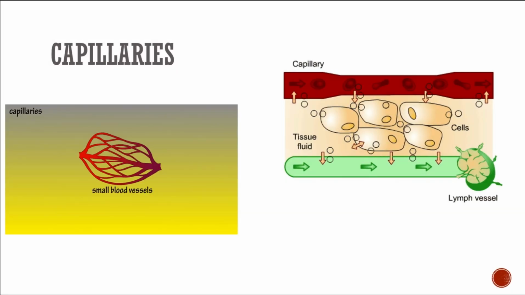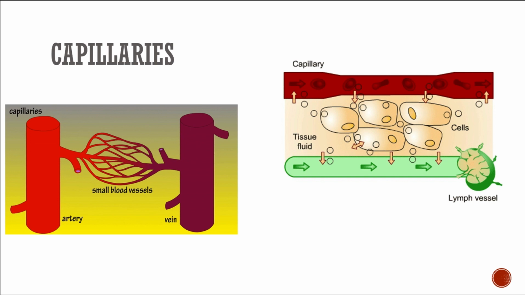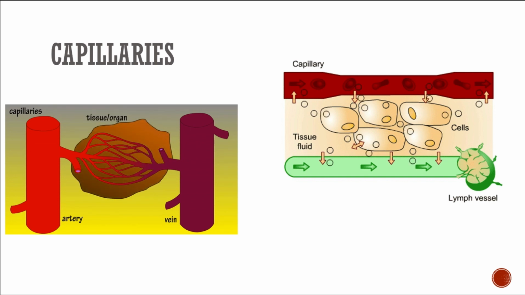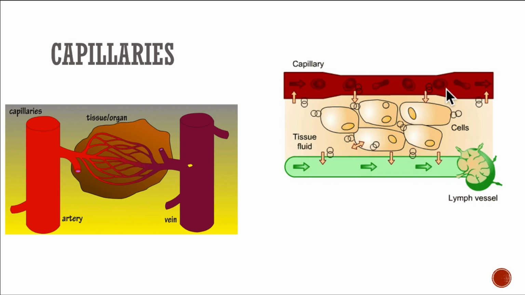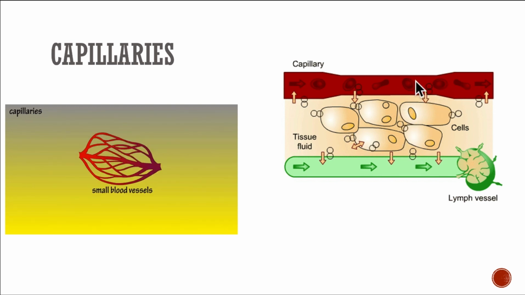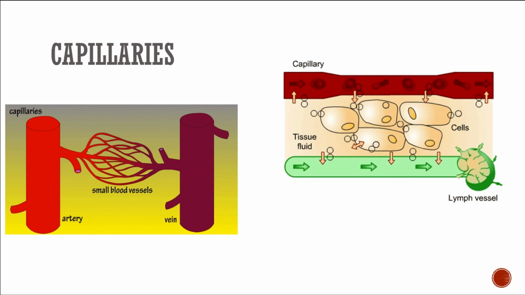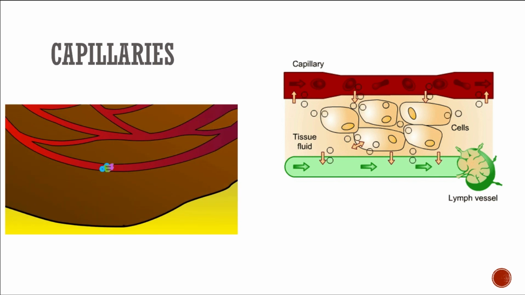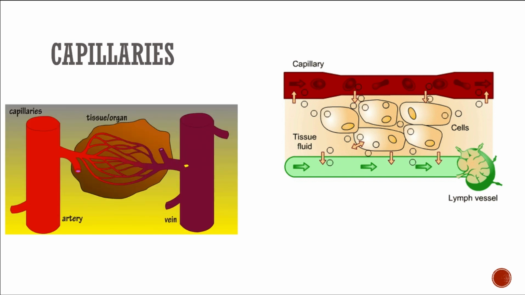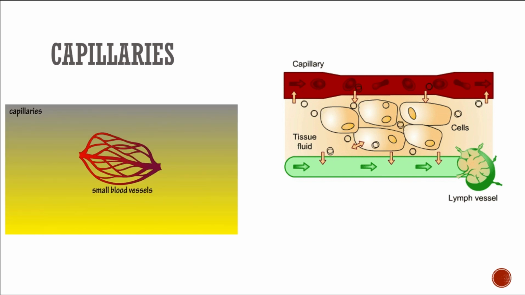Capillaries. Capillaries are microscopic blood vessels that are found between cells of almost all tissues. Here you have cells that make up tissues, and here you have a capillary, where there is exchange of material happening between the tissues and the blood. They have walls made up of only a single layer of greatly flattened cells called the endothelium. The endothelium is partially permeable, enabling certain substances to diffuse quickly through the capillary walls.